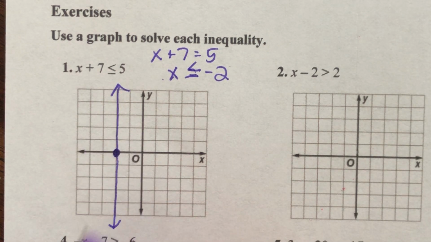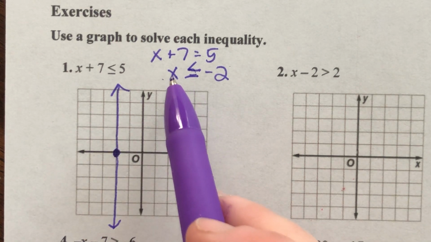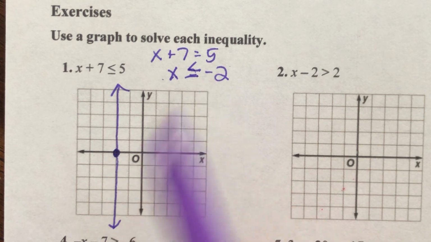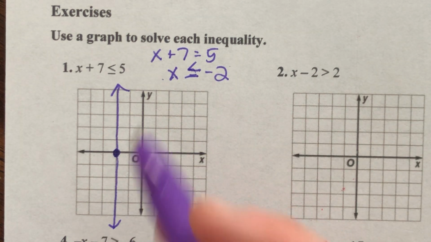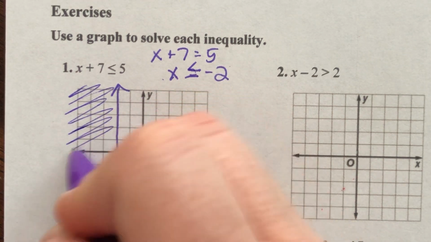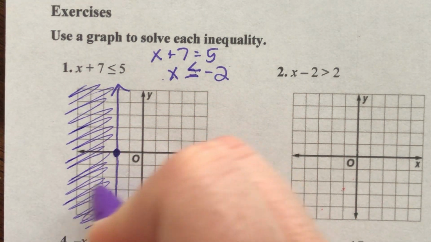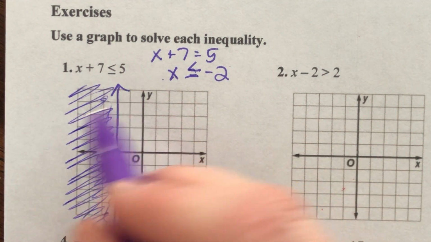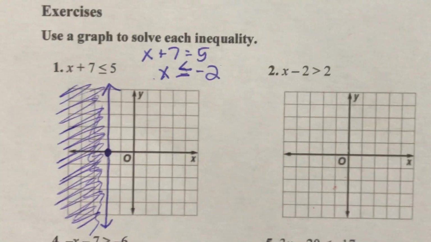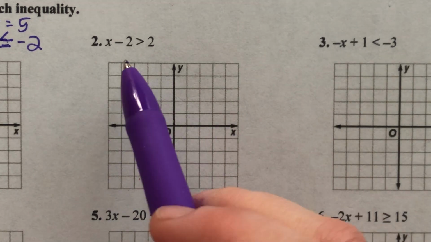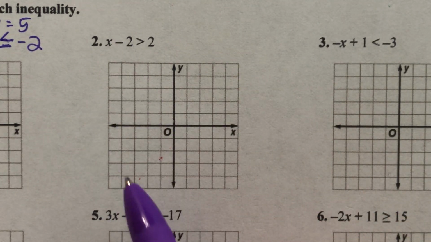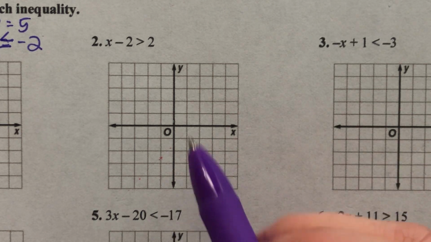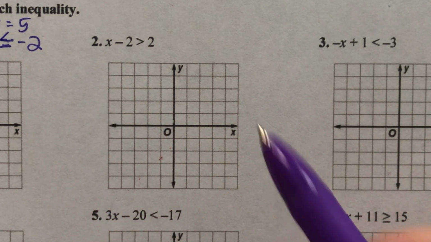Every single point on my graph that has an x coordinate, doesn't matter what the y is, has an x coordinate of -2 or less. So I'm going to shade in all of these that are less than -2. I'm not going to shade this side over here that's bigger than -2. I want to shade everything that's less than -2. So that's all we're doing. We're just figuring out where our line goes. It's either going to be a vertical or horizontal line, and then shading left or right. That's it.